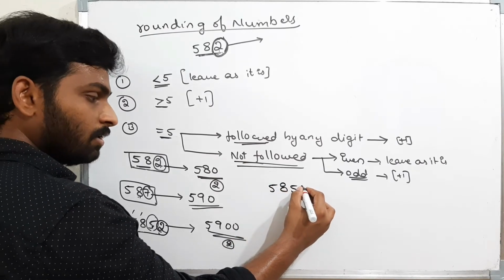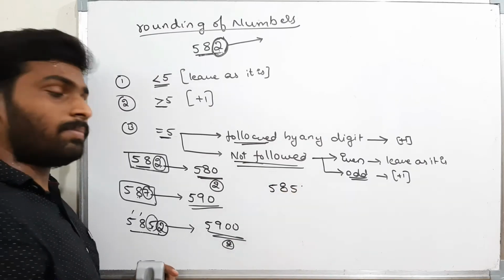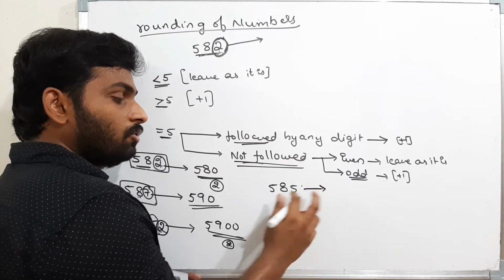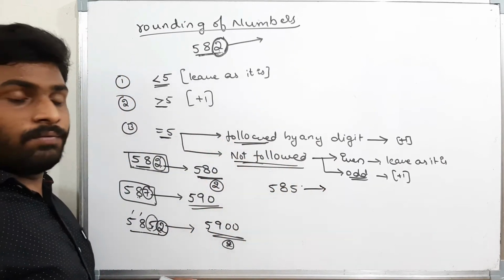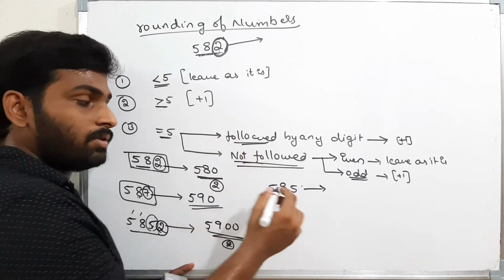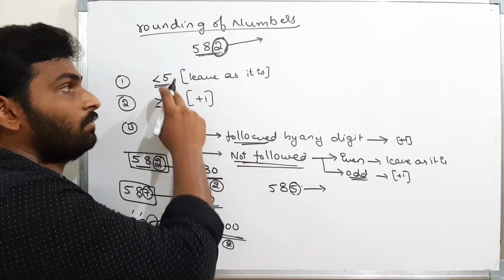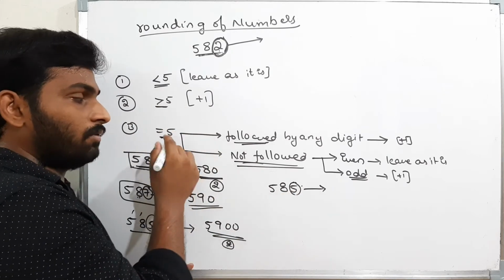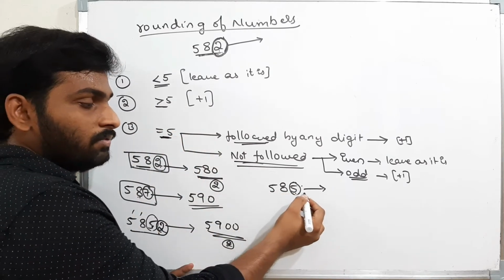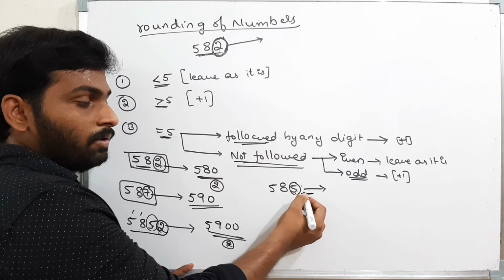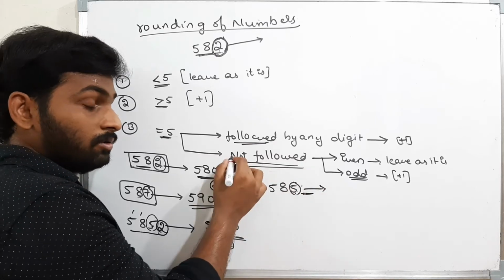585. That's all. Now they told to round off this number to two significant figures. If I want to round off this one to two significant figures, I have to see 5. Now see whether 5 is equal to 5, or less than 5, or greater than 5. If it is equal to 5, well and good. Now I have to see whether it is followed by any number or not. After 5 there is no number, that means it is not followed in this case.